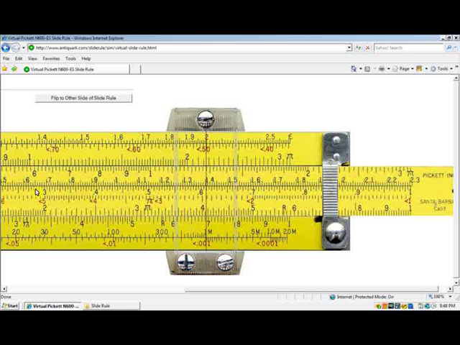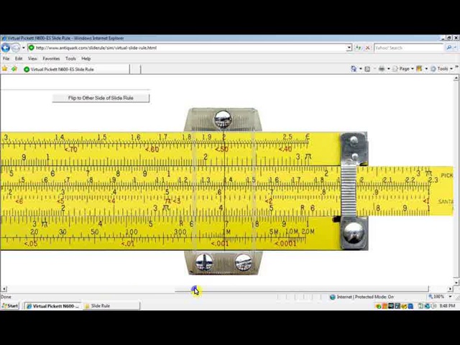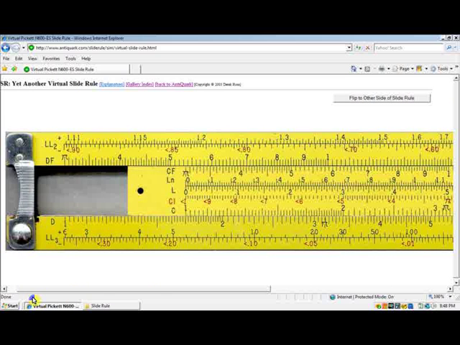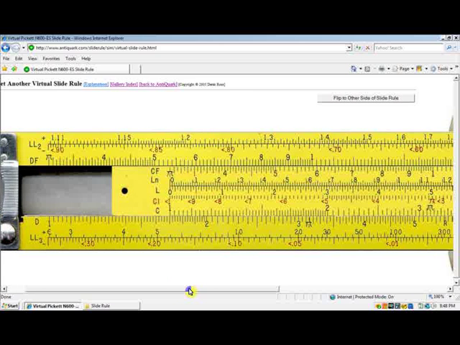What's quicker than that is using two scales called the CF and DF scales. You find them right up here. DF is for folded. They're exactly the same measure as the C and D scales, except that the index is located right here in the middle of the slide rule rather than on either end.